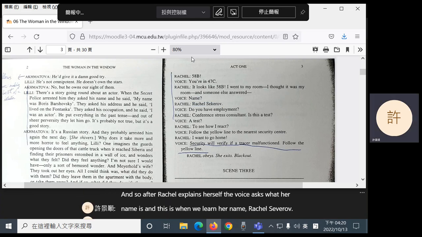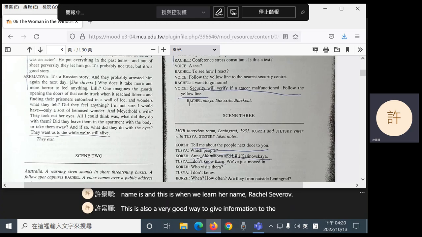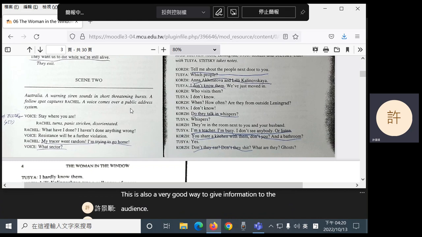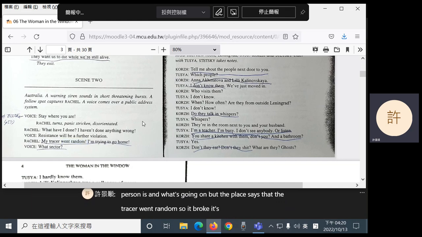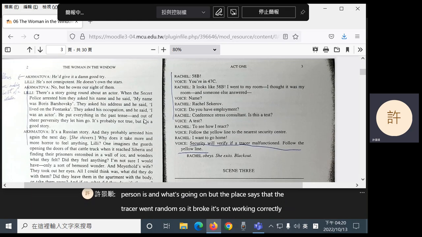This is also a very good way to give information to the audience. Usually, the person in control would know exactly who this person is and what's going on. But the play says that the tracer went random, so it broke. It's not working correctly. Therefore, Rachel has to explain herself. And by explaining herself, she explains her situation to the audience also.